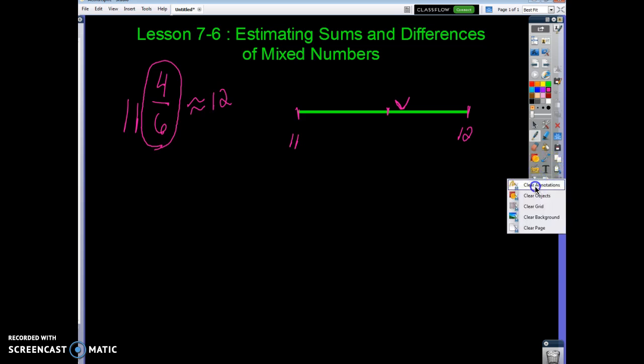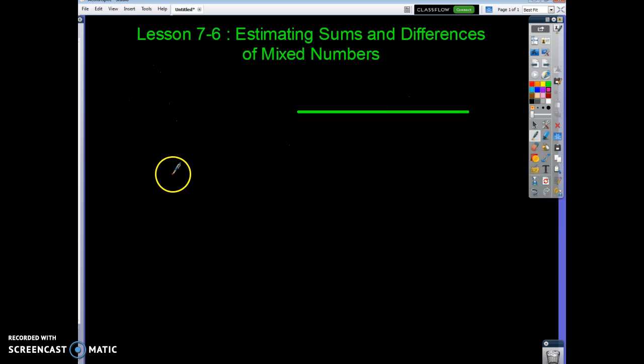Let's try another one. Let's do 2 and 1/8. So I have 2 and 1/8. My two benchmark whole numbers are going to be 2 and 3. So I'm trying to determine if 2 and 1/8 is going to be about equal to 2 or about equal to 3. And in your head, you can think of where half is between 2 and 3.